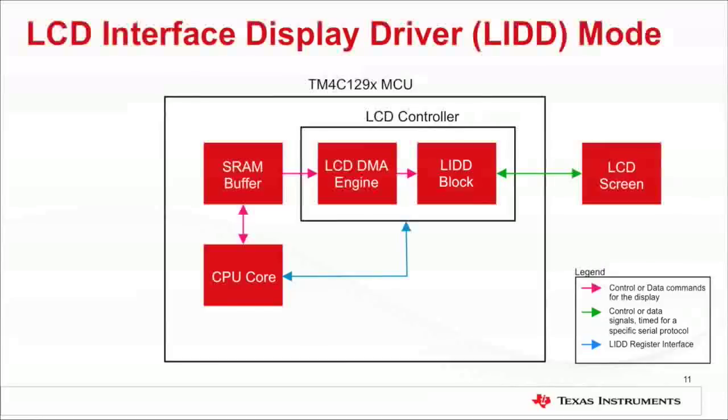In the LIDD mode, the LCD controller is pretty much replacing SPI, I2C, or some other serial peripheral. Depending on the display, the MCU may need to read data back from the LCD screen, so each exchange of data is bidirectional. The LCD DMA engine can still be used to load commands and data into the SRAM buffer. You will need to configure the LCD DMA engine to read the commands which will be sent to the display.